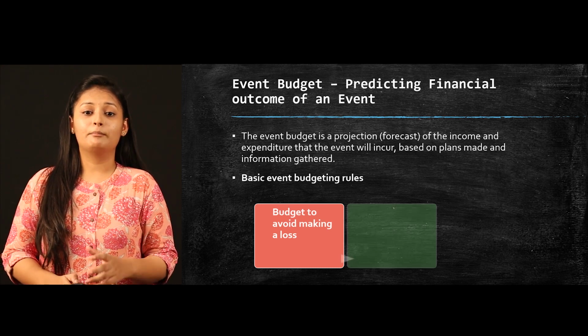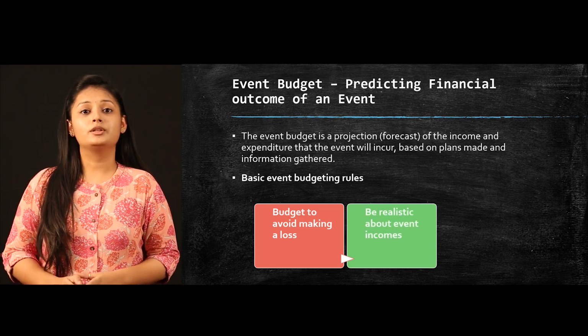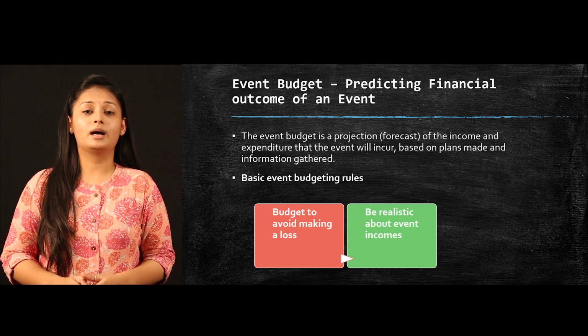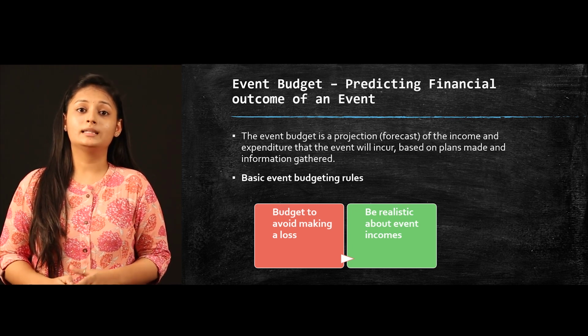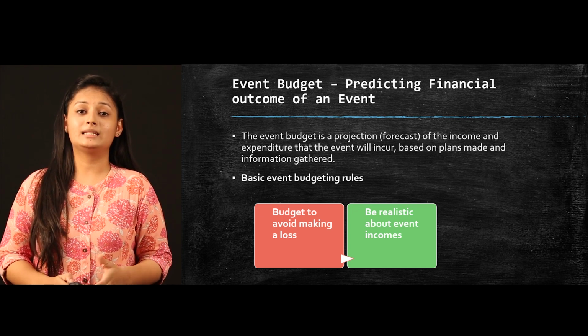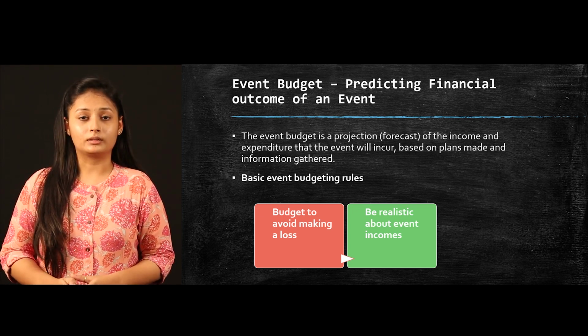The next is be realistic about the event incomes. Now, event plans are far too optimistic when it comes to achieving the sponsorship incomes or the number of people involved in the event. So you need to be realistic enough while estimating the sponsorship amount and the people involved in the event.